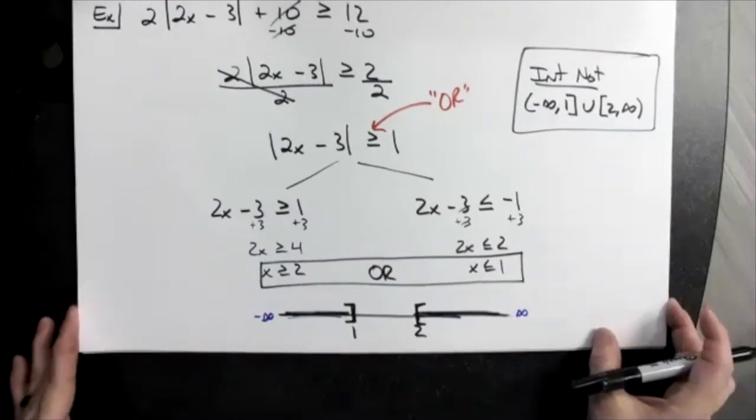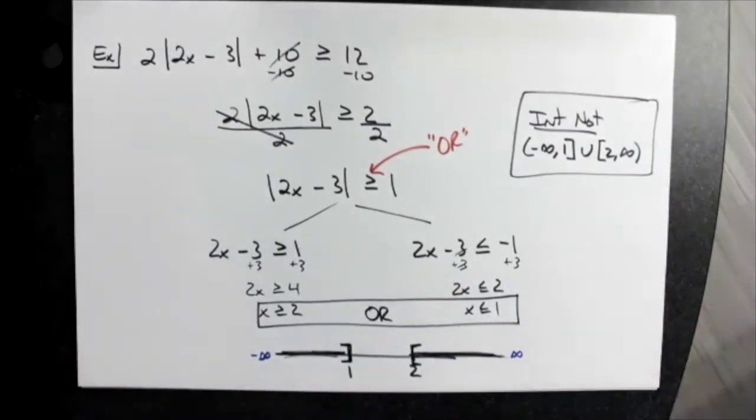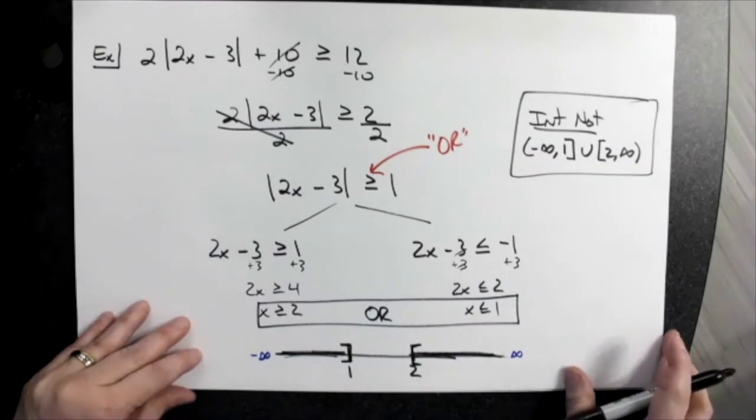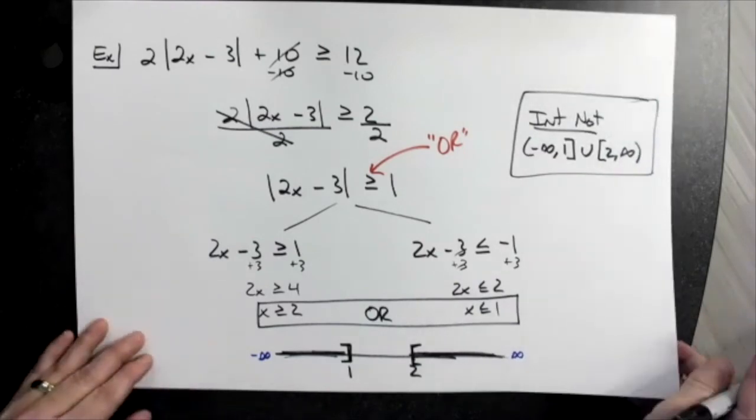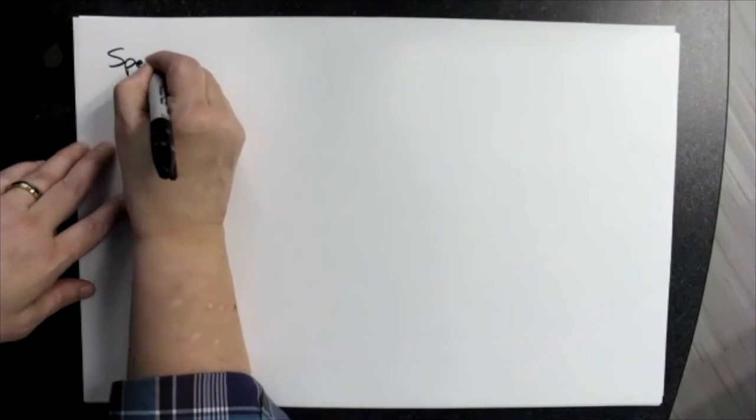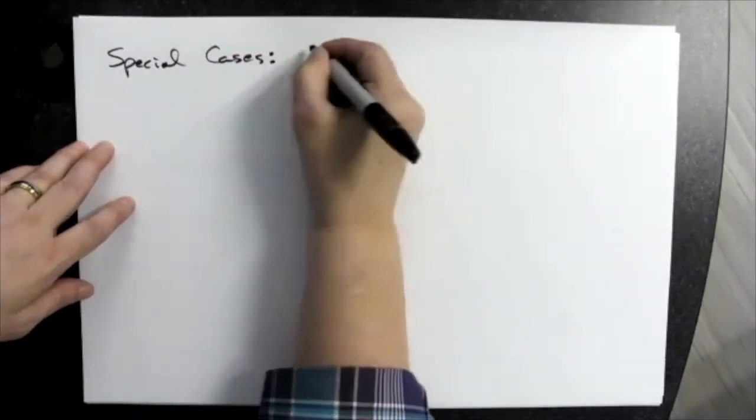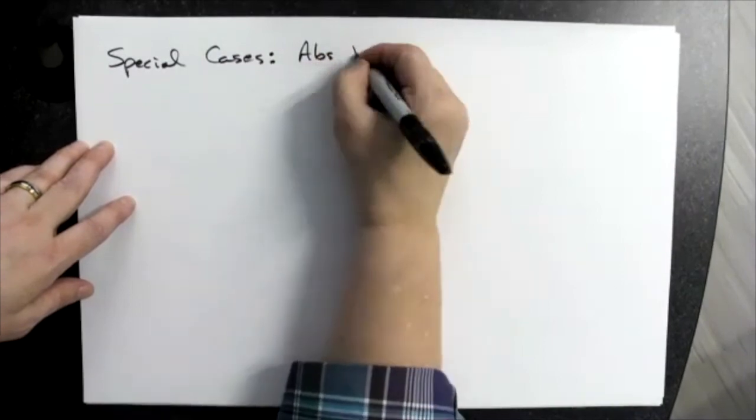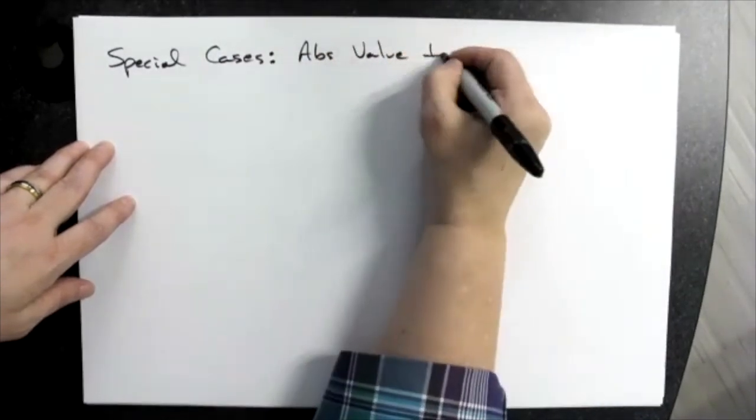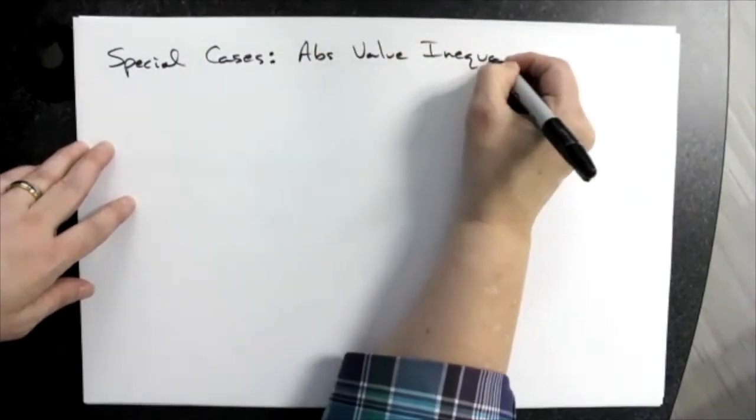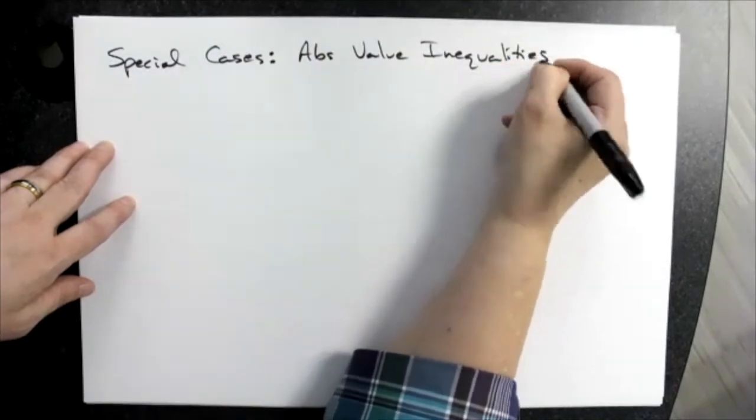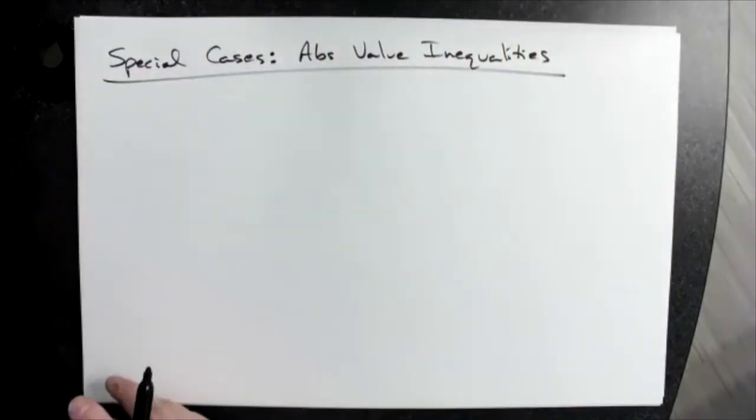All right, now there are some special cases. Again, remember how we had special cases with the equations, because the absolute value bar can't be negative. We've got some special cases for inequalities as well. Okay, so special cases. Absolute value inequalities. Okay, so here's our special cases.